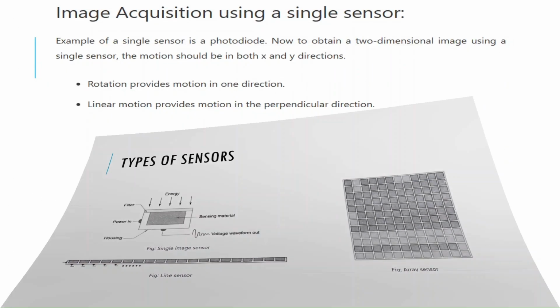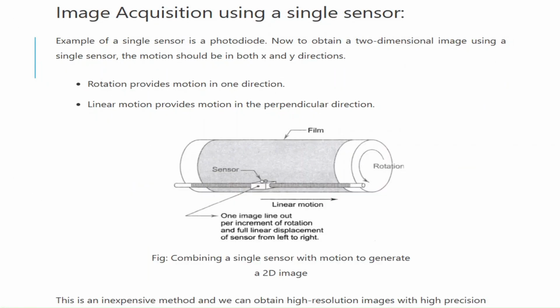Now coming to image acquisition using a single sensor. As we know, any kind of image that needs to be processed is to be in a pixelated format, that is our x and y axis. In this example, we are seeing a single sensor, a photodiode, which is used to obtain a two-dimensional image using a single sensor. The motion should be both in x and y directions: the rotation of the sensor provides motion in one direction, and linear motion provides motion in the perpendicular direction, forming the x and y directions.